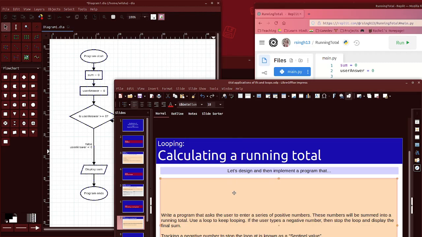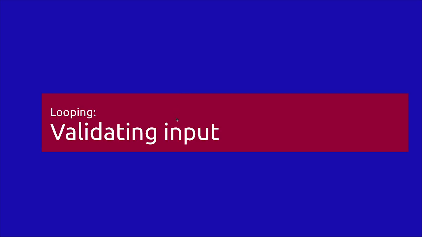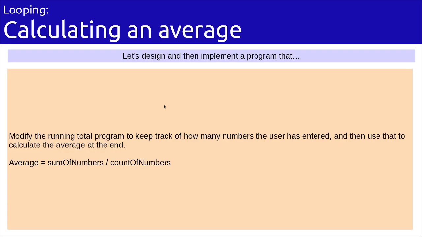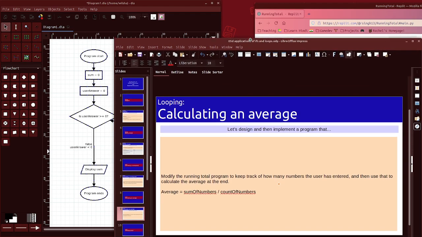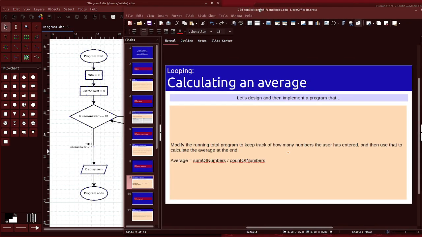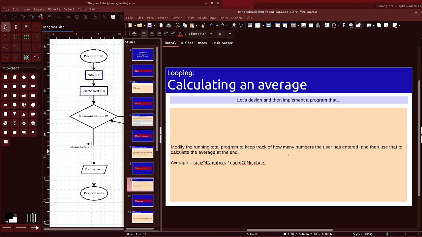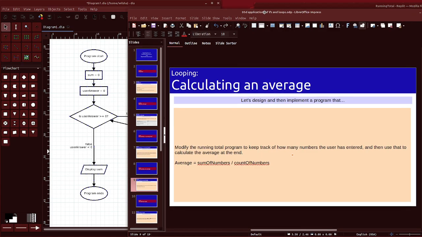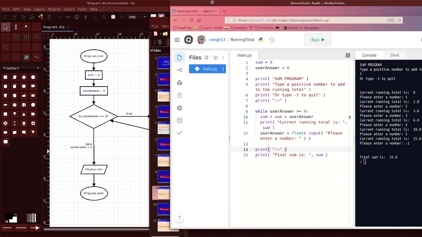Okay. What's next? Calculating an average. So we're going to adjust that same program, but we're going to make it an average. So we already have our sum. That's the main thing we need, but then we also need to count how many times we've added onto the sum. And we can use that to calculate the average.